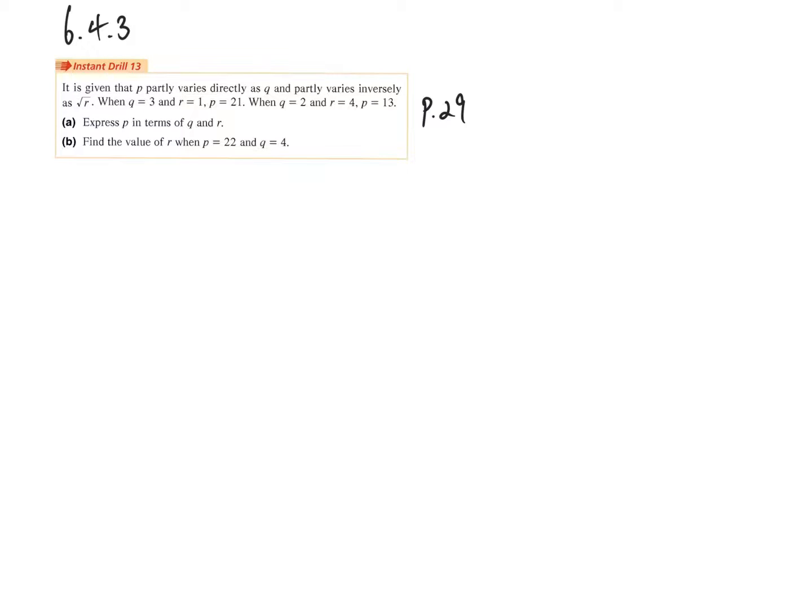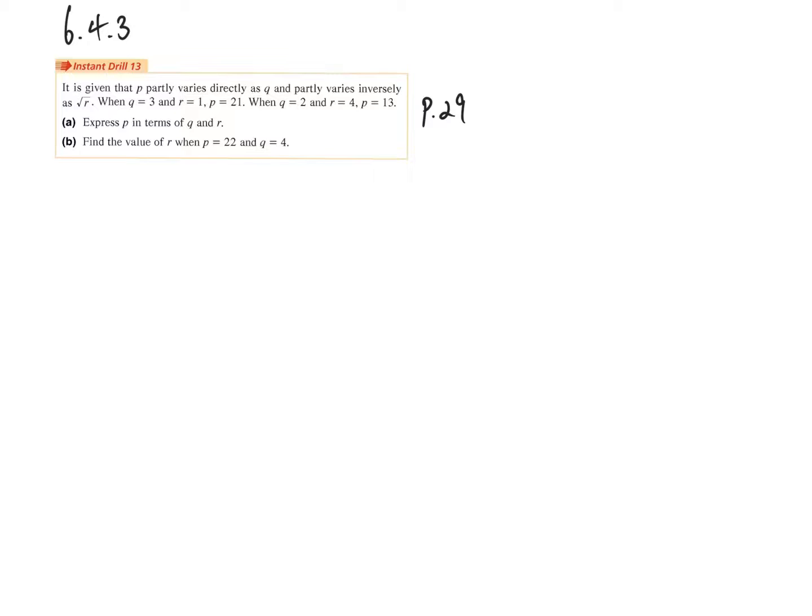Okay, one more instant drill. Instant drill 13 on your page 29. It is given that P partly varies directly as Q and partly varies inversely as square root R. Then express P in terms of Q and R.